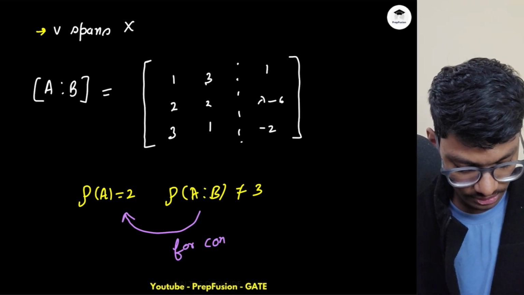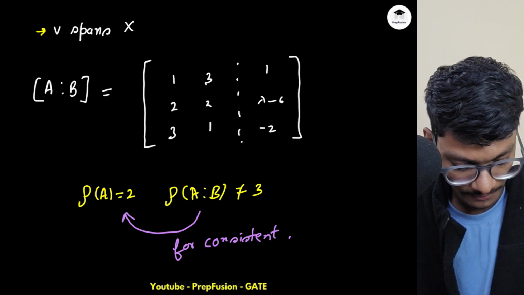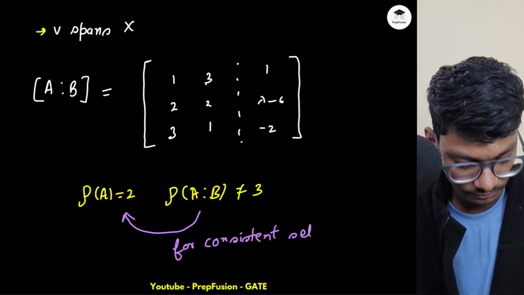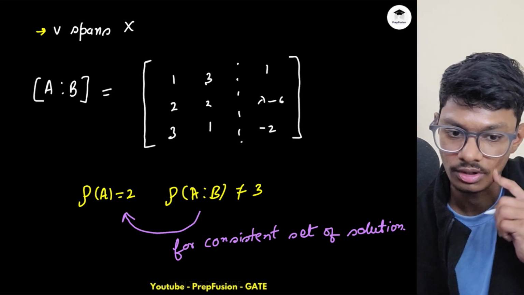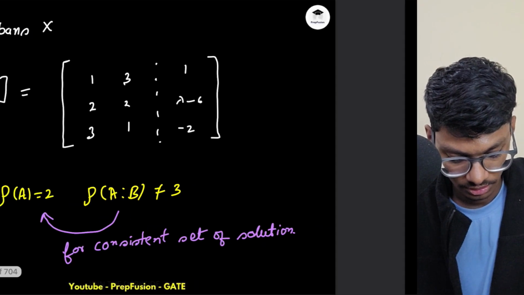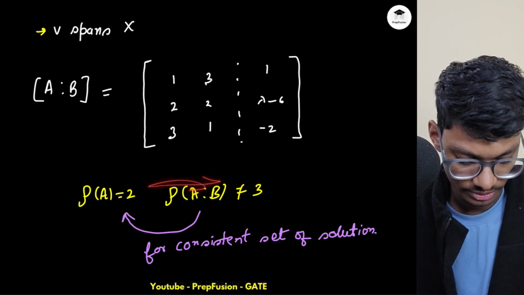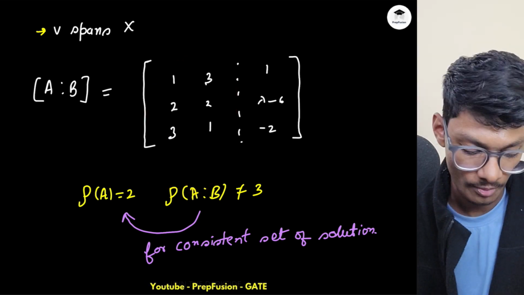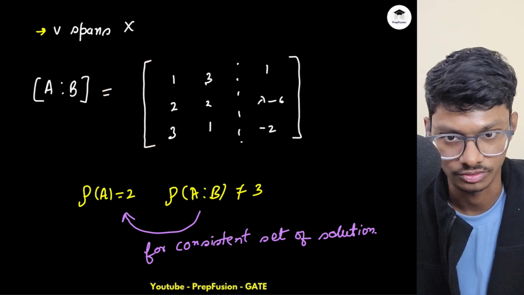For a consistent set of solutions, the rank of the augmented matrix AB also has to be equal to this. Either you can convert this into the row echelon format, or you can make the determinant of this whole matrix equal to 0. That you can also do.